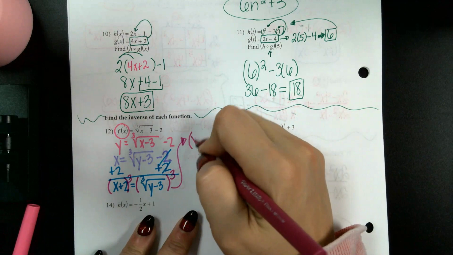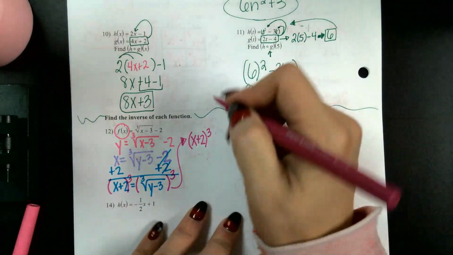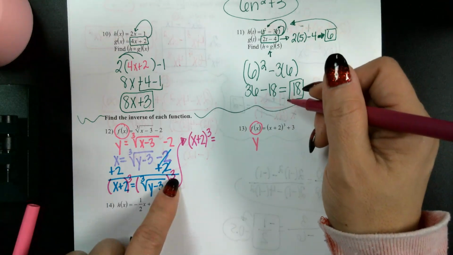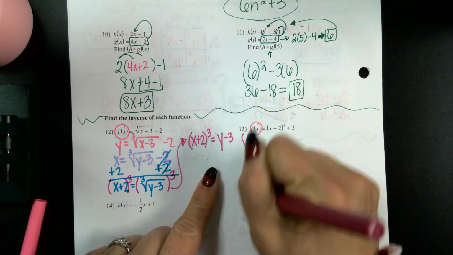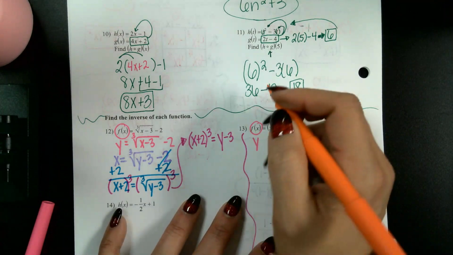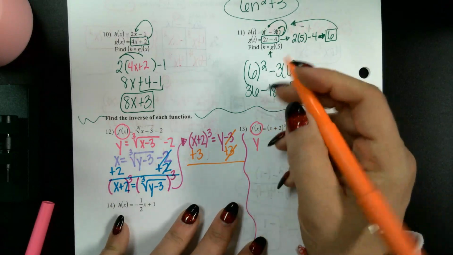So on the left, we have x plus 2 in parentheses to the 3rd power. On the right, what is left? Because this power cancels out this root. Y minus 3. And what's the last thing I do? Flip it. What can I move now? The y minus 2. Add 3 to both sides.